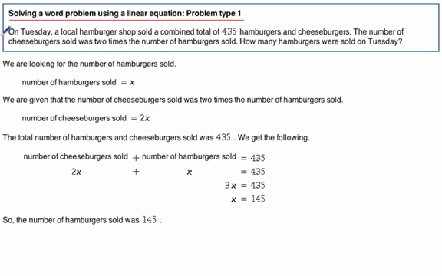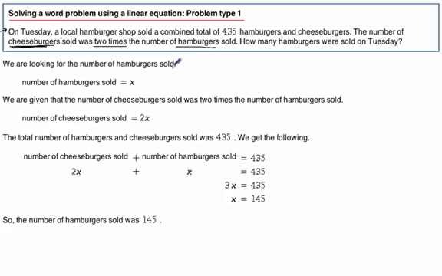So let's read carefully. It says on Tuesday, a local hamburger shop sold a combined total of 435 hamburgers and cheeseburgers. The number of cheeseburgers sold was 2 times the number of hamburgers sold. How many hamburgers were sold on Tuesday? Alright, so cheeseburgers was 2 times hamburgers.